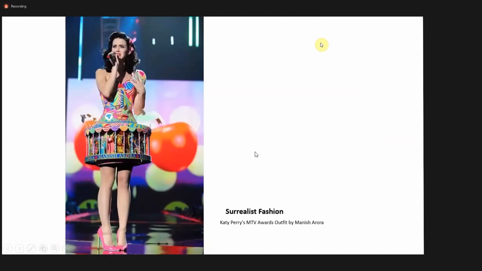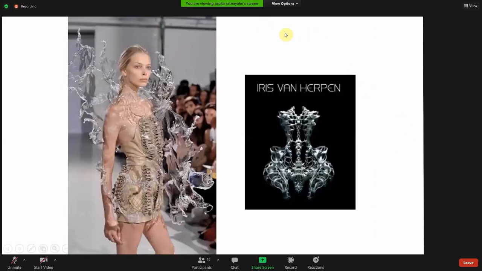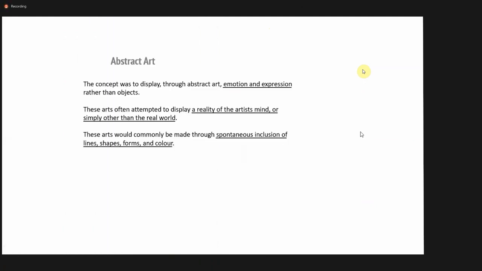Surrealist fashion. Dress. So do you get the idea about surrealism, surrealist fashion, or surrealism photography? If you see it somewhere, can you recognize it now? Okay, I hope so.